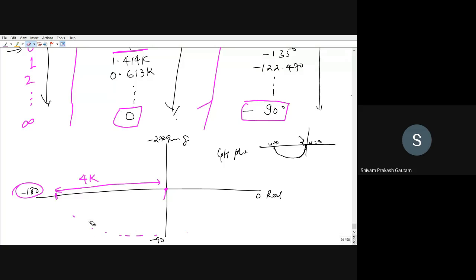Just roughly you can draw, right? So you can see this is the direction. This is the point where omega is equal to 0, and this is the point where omega is equal to infinity. Is it clear?